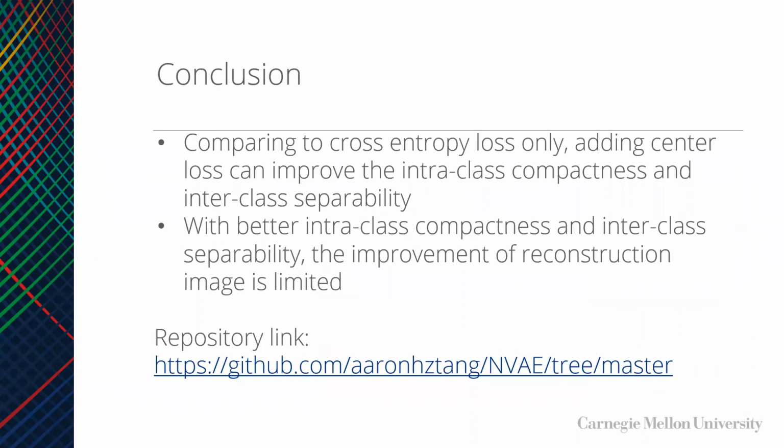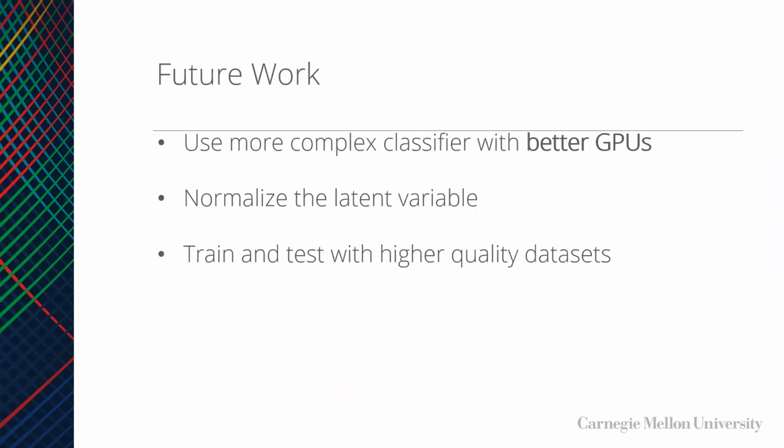So as a conclusion, adding center loss can improve the intra-class compactness and inter-class separability, but the improvement of the reconstruction image is limited. This is the future work for this project.